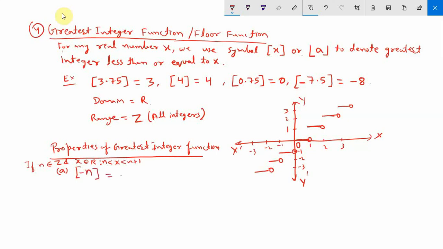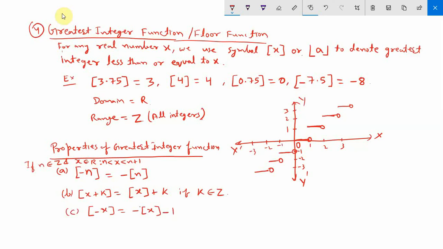[−n] will be equal to −n. Okay, next one: [x + k] will be equal to [x] + k if k is an element of Z, or k is an integer. Next, property 3: [−x] equals −[x] − 1.